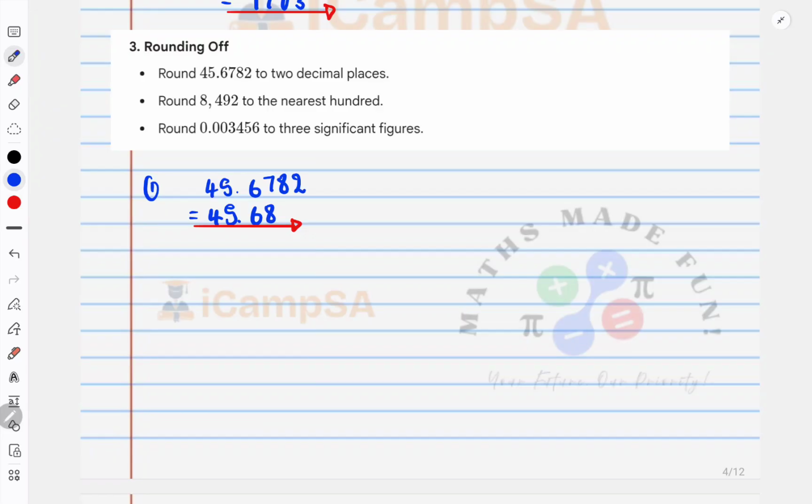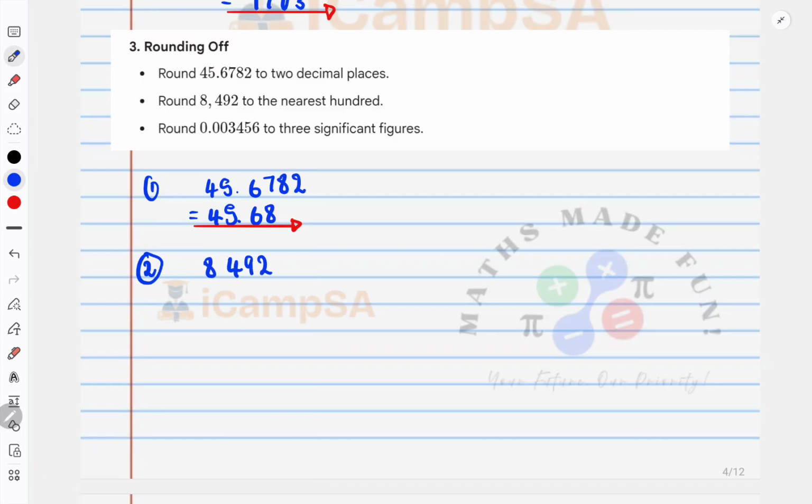Okay, next, we are given the number 8,492, and we are asked to round to the nearest hundred. So we know that the hundreds digit there is 4, as in 400. So therefore the cutoff number is 92, and 92 is greater than 50 because now we're dealing with the hundreds.